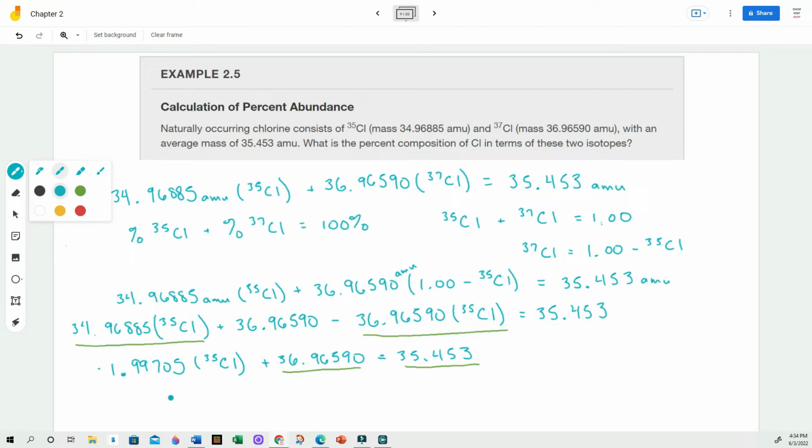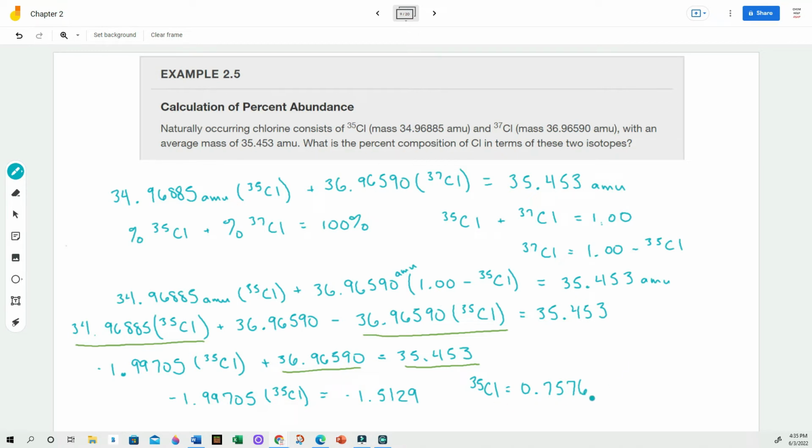And what I've got now is negative 1.99705 times my variable, and that equals negative 1.5129. Okay, so all that's left is to divide both sides by negative 1.99705, and what I get is, I'm going to put this over here, the value for my chlorine 35 is 0.7576.